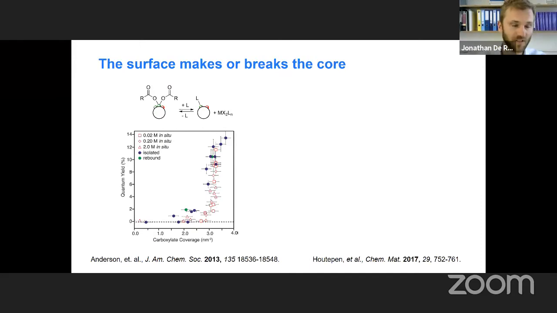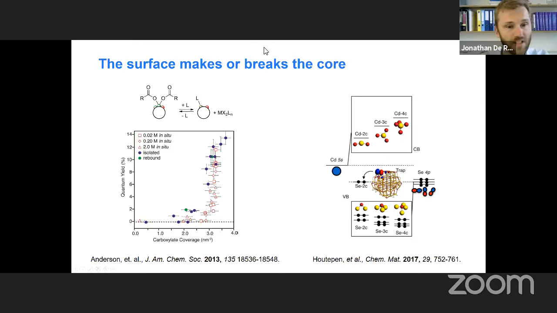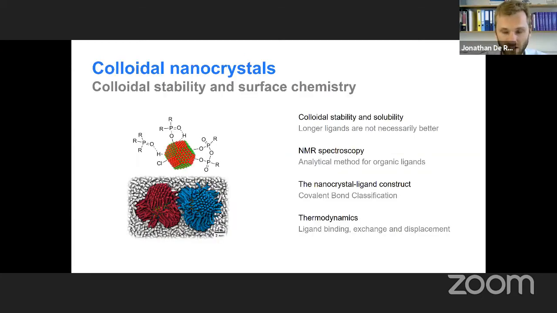And here is a famous example where it was shown that just based on the amount of ligands on the surface, you can either completely quench the photoluminescence or restore this photoluminescence on cadmium selenide. So that's what we're going to talk about today, nanocrystal surface chemistry. Of course, like Quinten said, we're going to talk a lot about NMR, but not just about NMR.